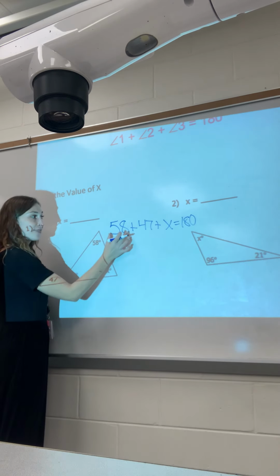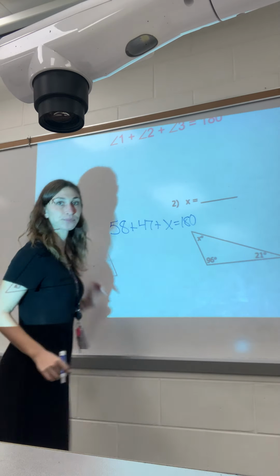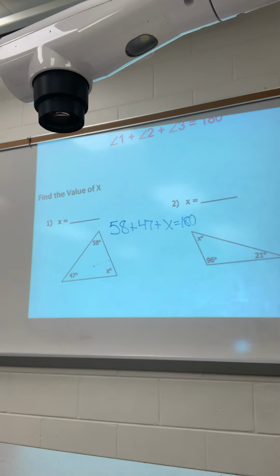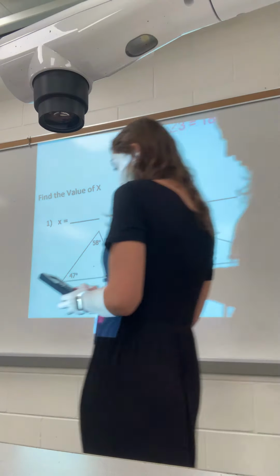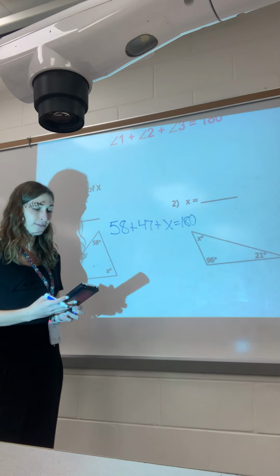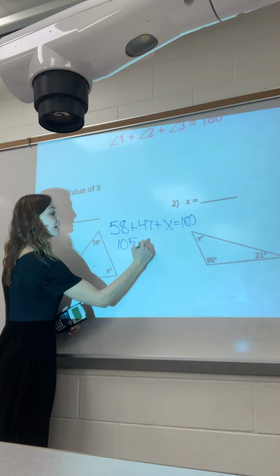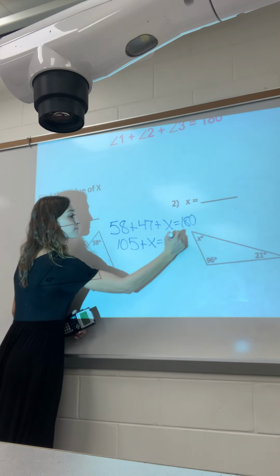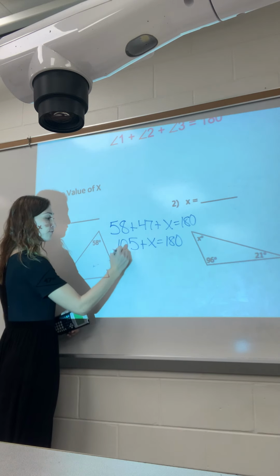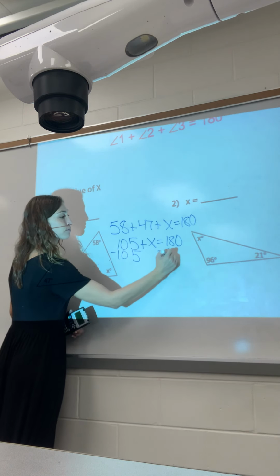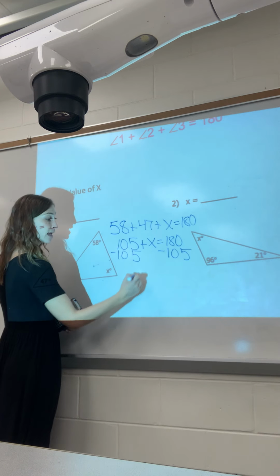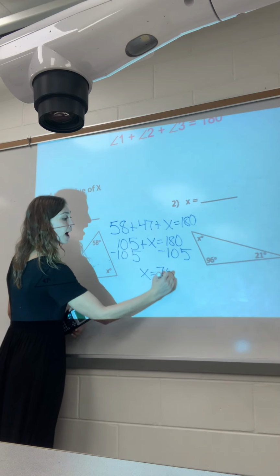Okay? Now I'm going to add the 58 and the 47. Taking out my calculator here. 58 plus 47, that should give you 105. So now I have 105 plus x equals 180. Okay, I'm going to subtract the 105 to give me x equals 75.